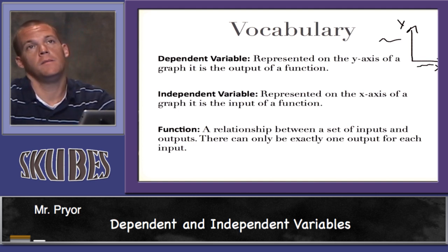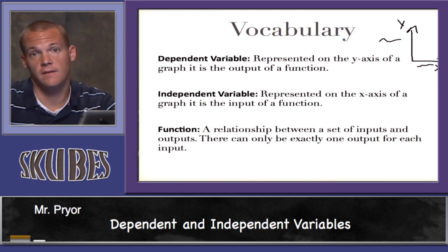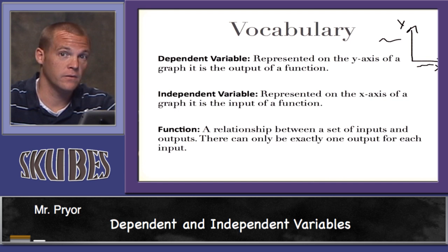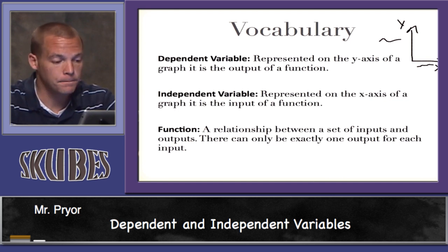They're named because they are exactly what they say they are. The dependent variable depends on something, and that is typically going to be the independent variable. We'll talk a bit more about that in a moment.